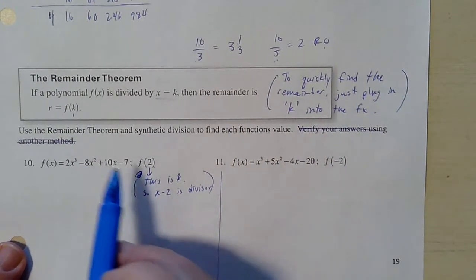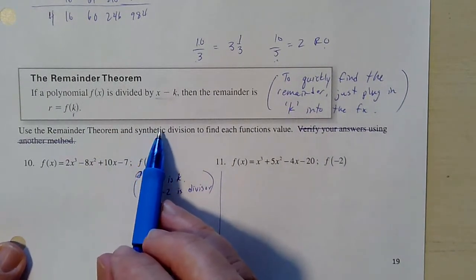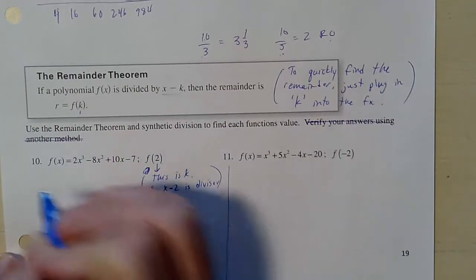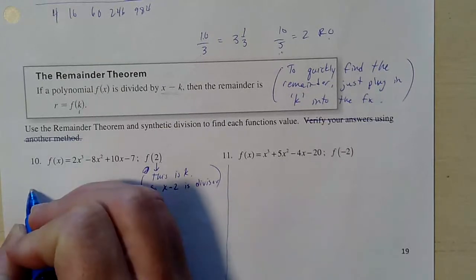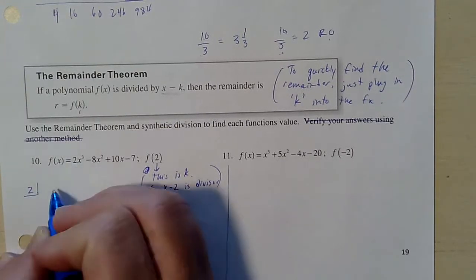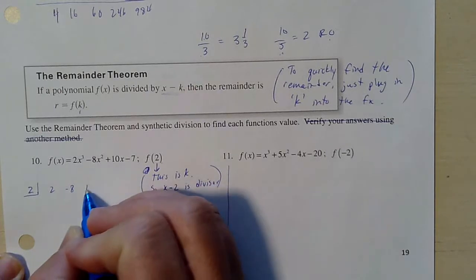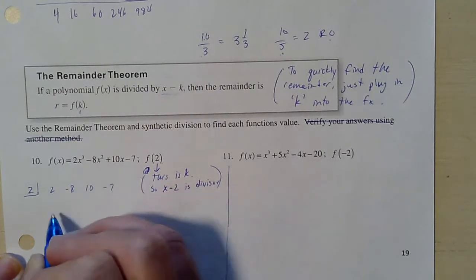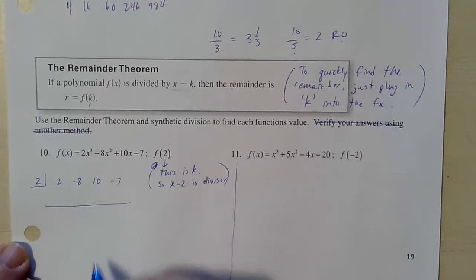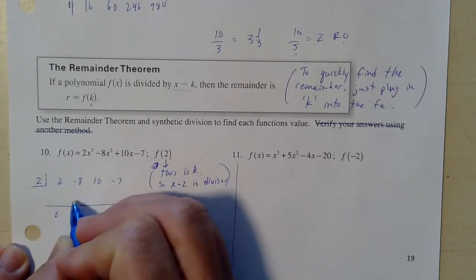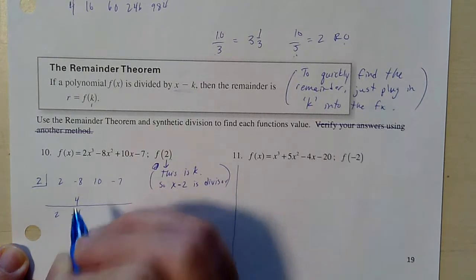Okay. So let's just start with synthetic division. We're going to use synthetic division to find the remainder. Okay, so we put our k value up in the corner box, and then the coefficients: 2, -8, 10, -7. Add going down, multiply going up. Keep going.